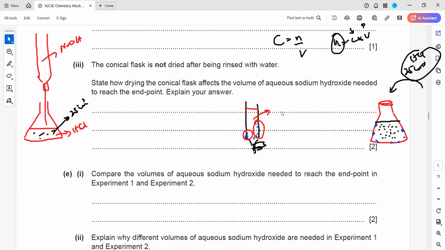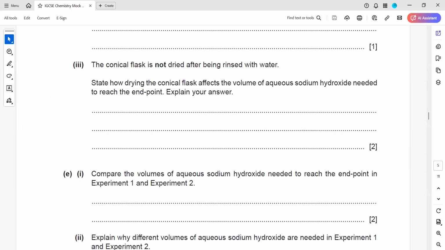Because here, as we know, concentration times the volume is moles. Here we are taking the same 50 cm cube. So if I'm taking the same 50 cm cube, and some water is there, the concentration will decrease. As the concentration decreases, the moles will also decrease. But here what is happening? Concentration times the volume is the moles. So as the concentration is decreasing but the volume is increasing, the moles remain unchanged. Is it clear? So there will be no change.